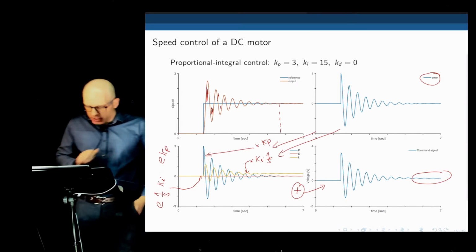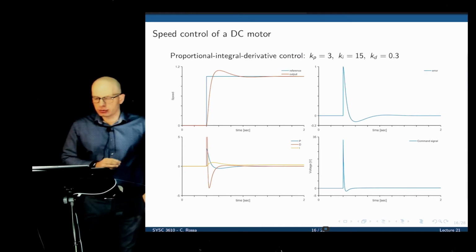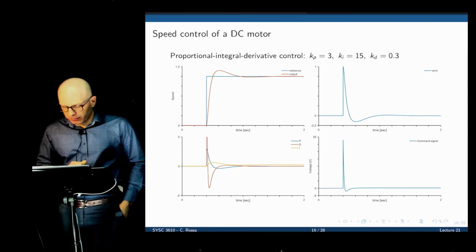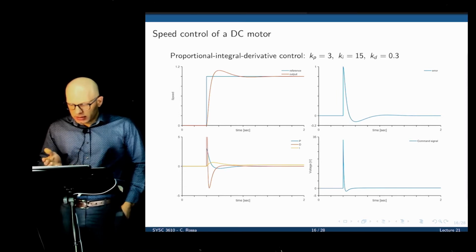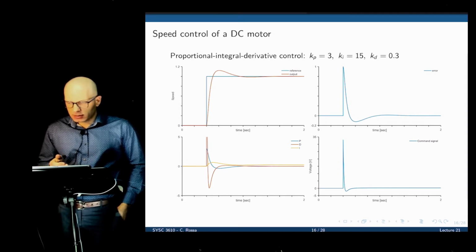Okay, now let's bring in the last part of our controller, the derivative controller, and look what happened. The steady state error is 0 because of the integral gain. The overshoot has decreased by a significant amount because of the derivative gain, and so did the settling time. The system reaches a steady state much faster.